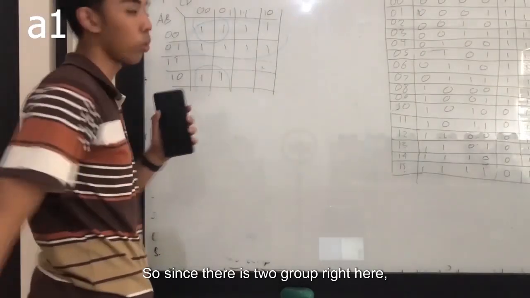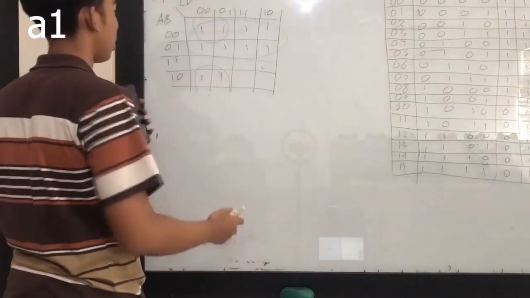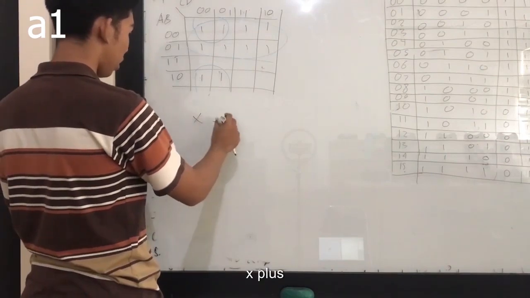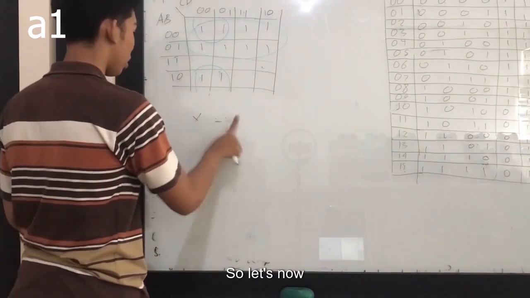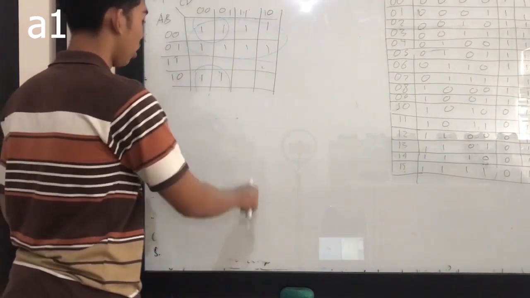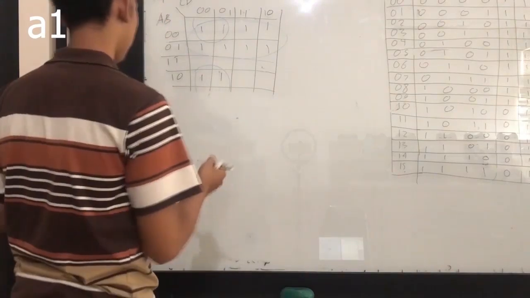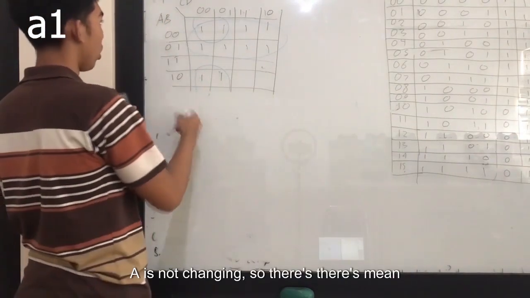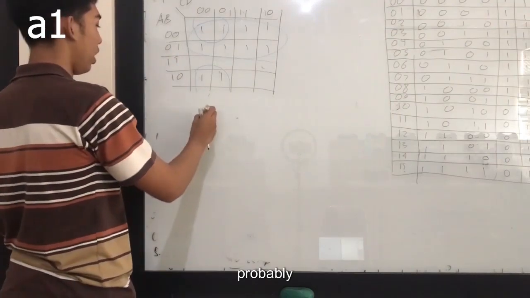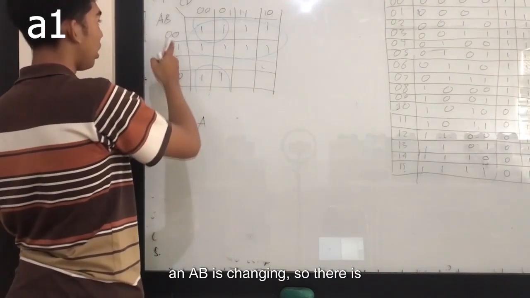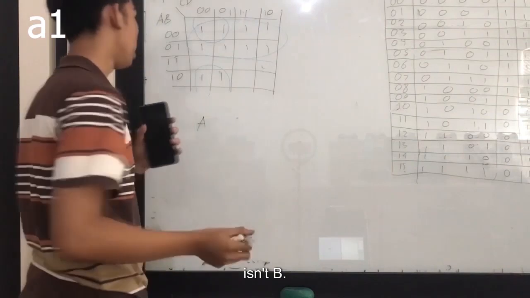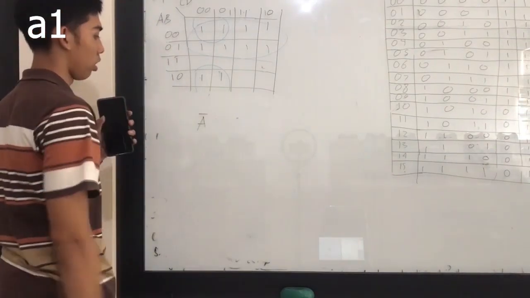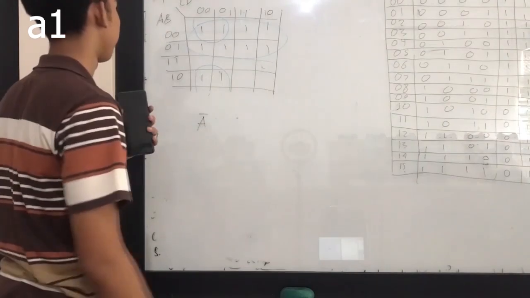Since there are two groups right here, that means there are two terms in the expression, like x plus y. So let's now identify. The first group is this. A is not changing, so there is probably an A. B is changing, so there is B. Notice that B is 0, so that means A not, or A inverse.